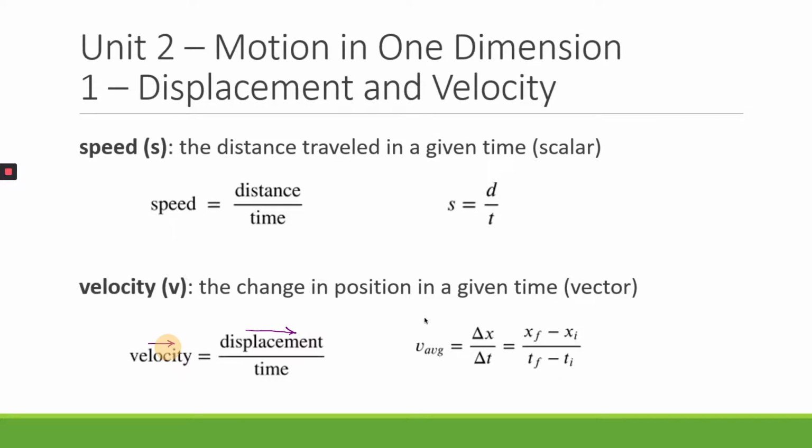So here's our first real formula that we will use often. V average equals delta x, displacement, divided by your change in time. Remember, our delta means a change in, so this is a change in time. Anytime you have a delta, it's just going to be final minus initial. So that can also be written like this. So speed is just distance over time, whereas velocity is going to be displacement over time. And we'll need to keep track of that as we go through.